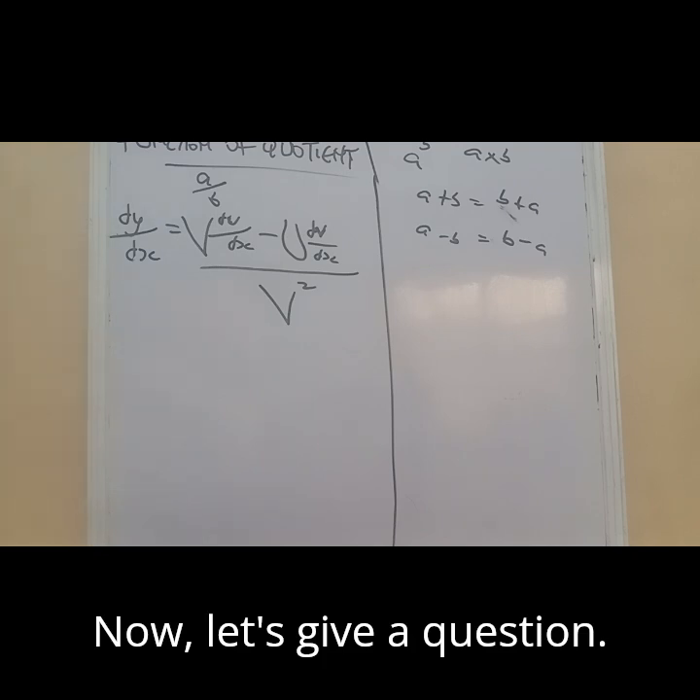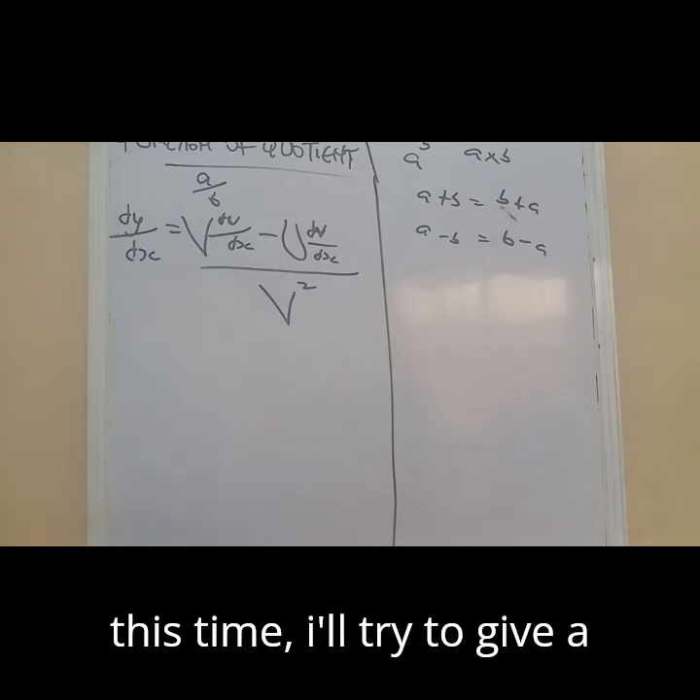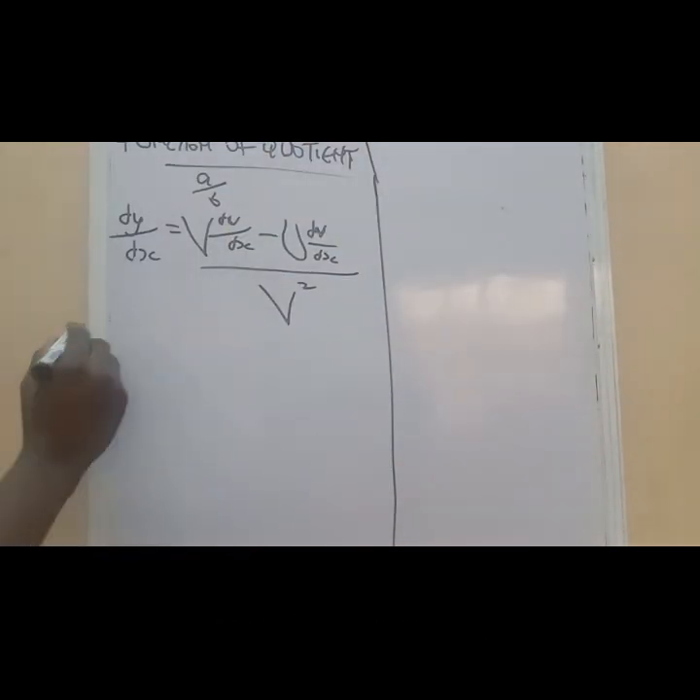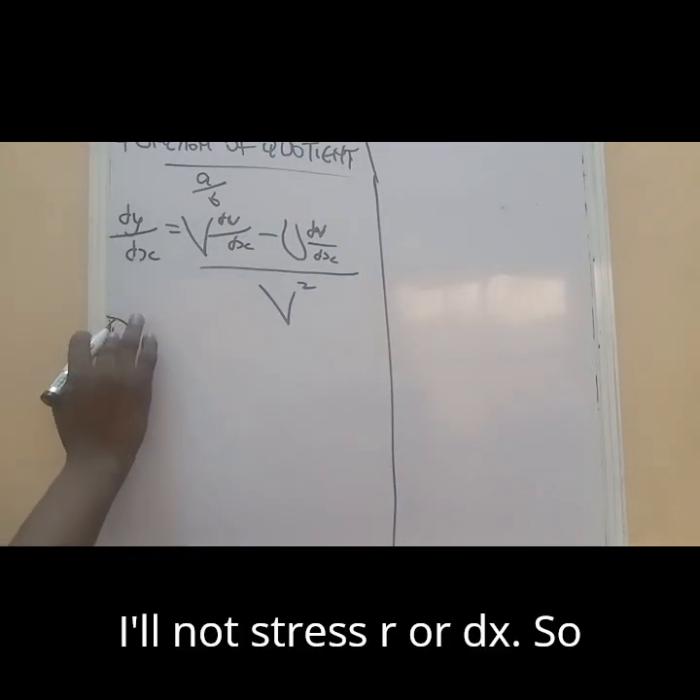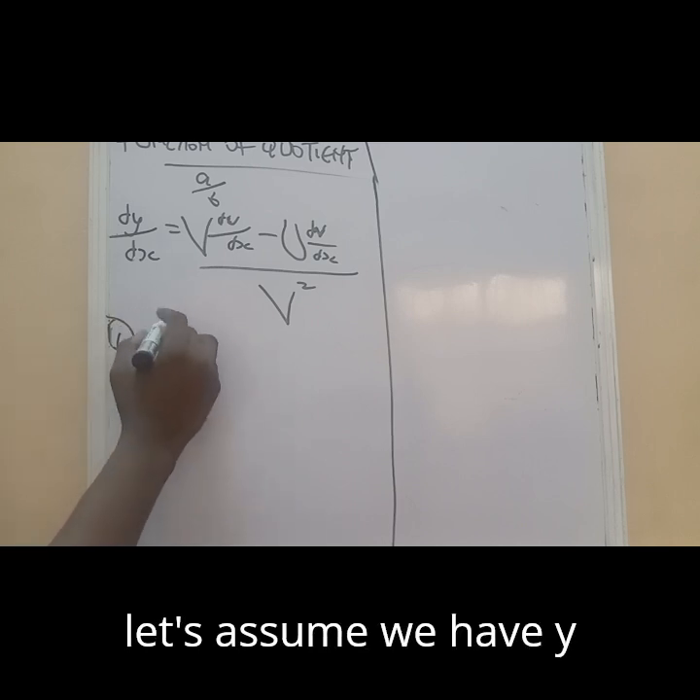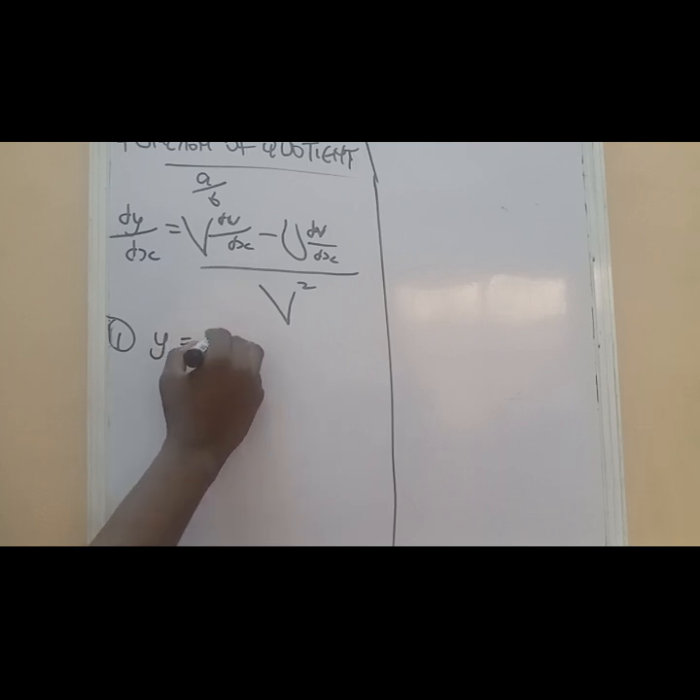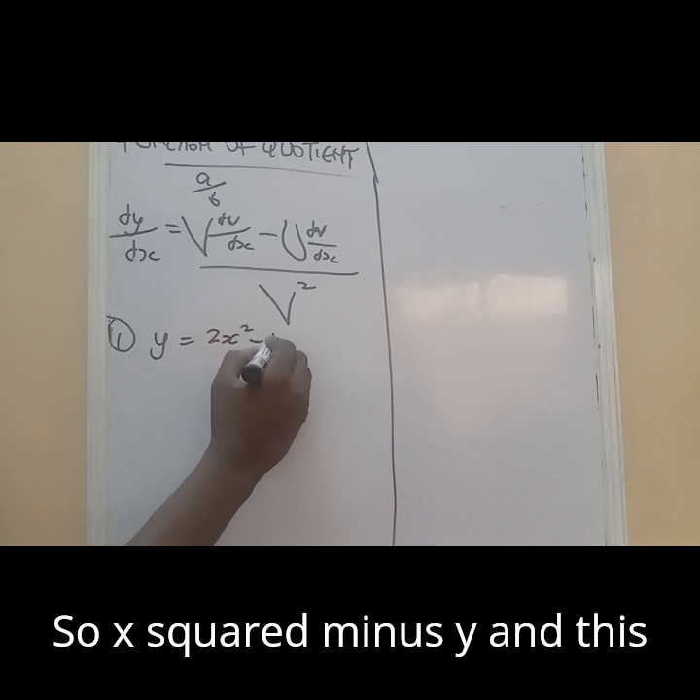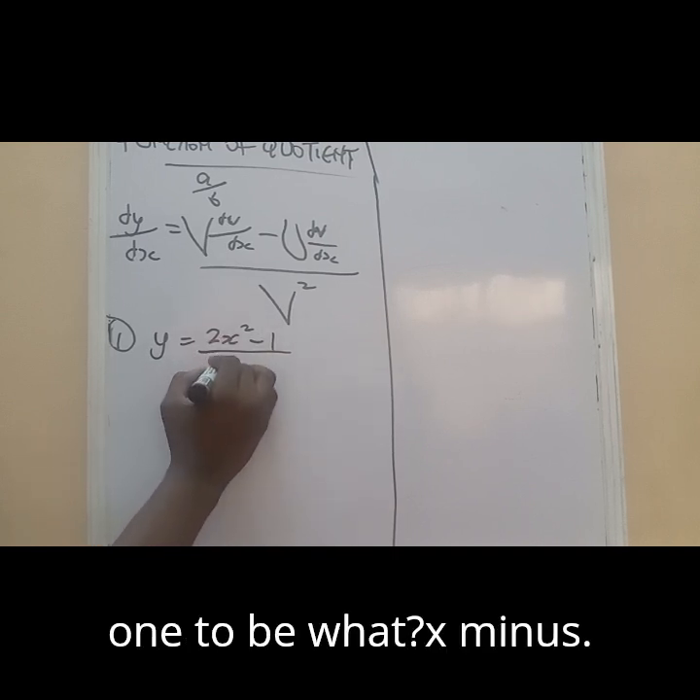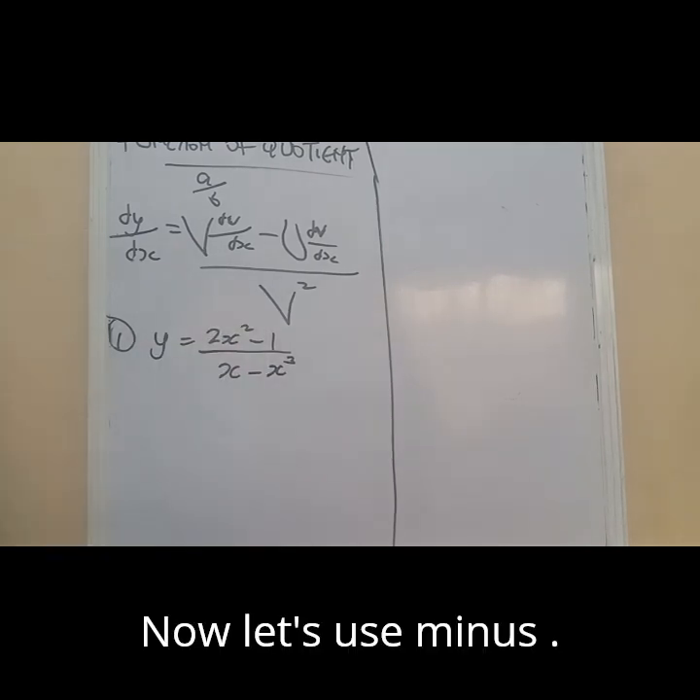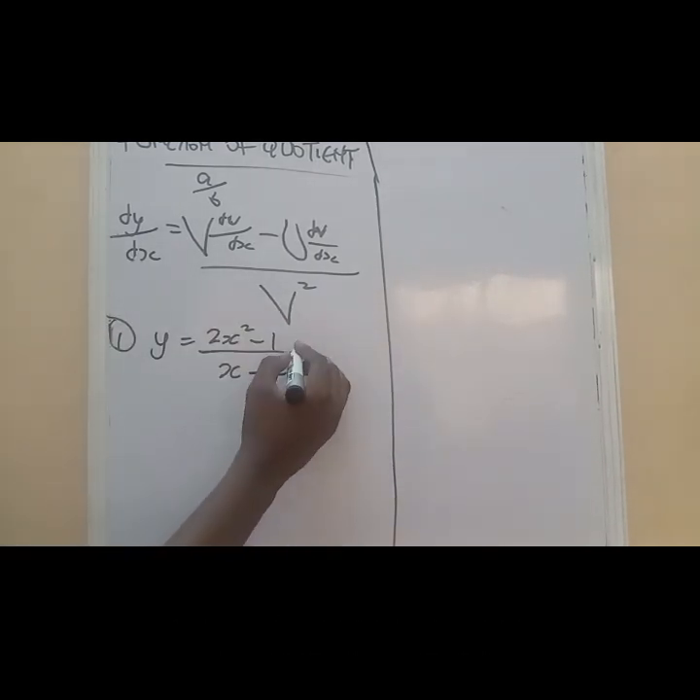Now let's give an example. And this time around I will try to give a simple example so that I won't stress our audience. So let's assume we have y to be 2x squared minus 1 over x minus s raised by 3, or let's use minus s raised by 2.